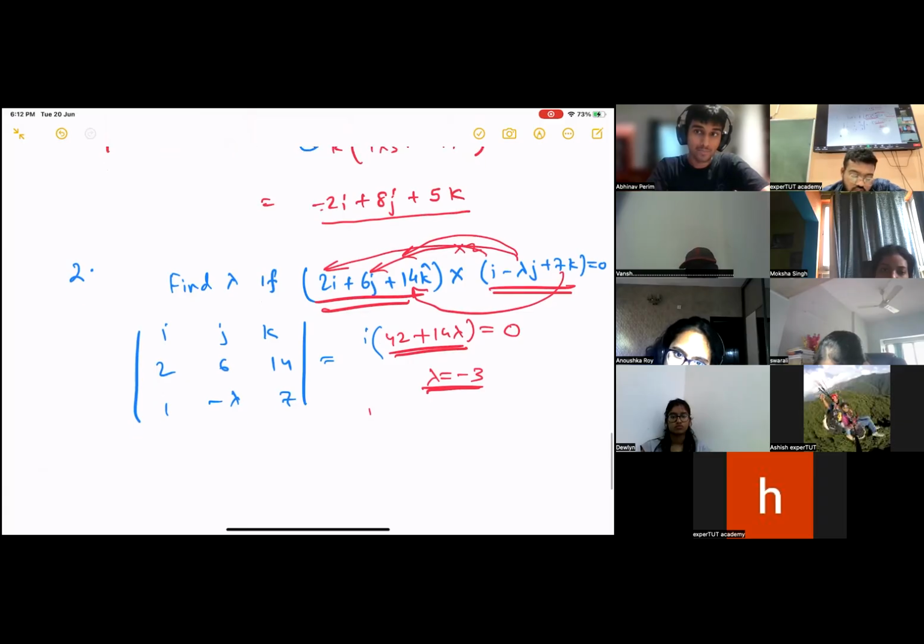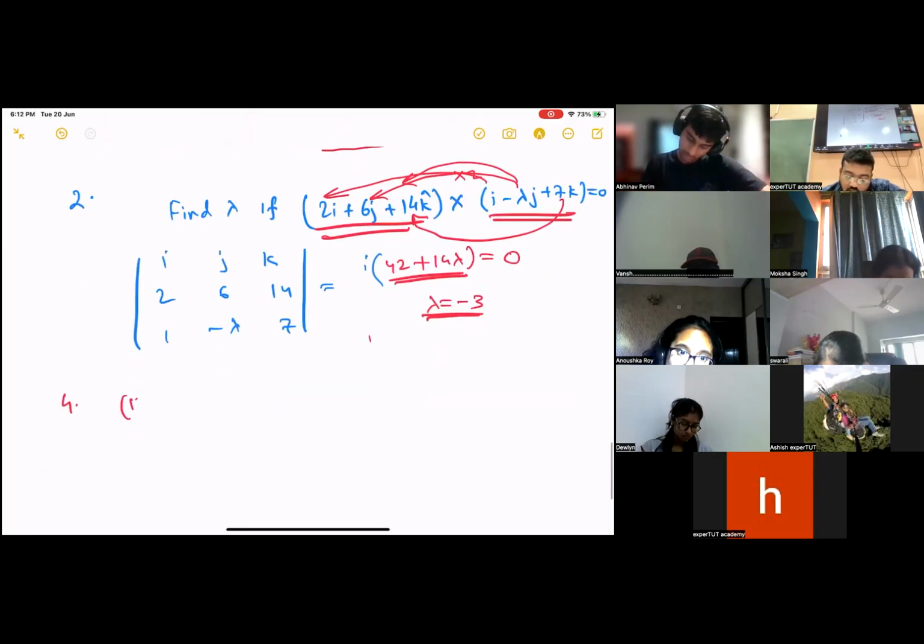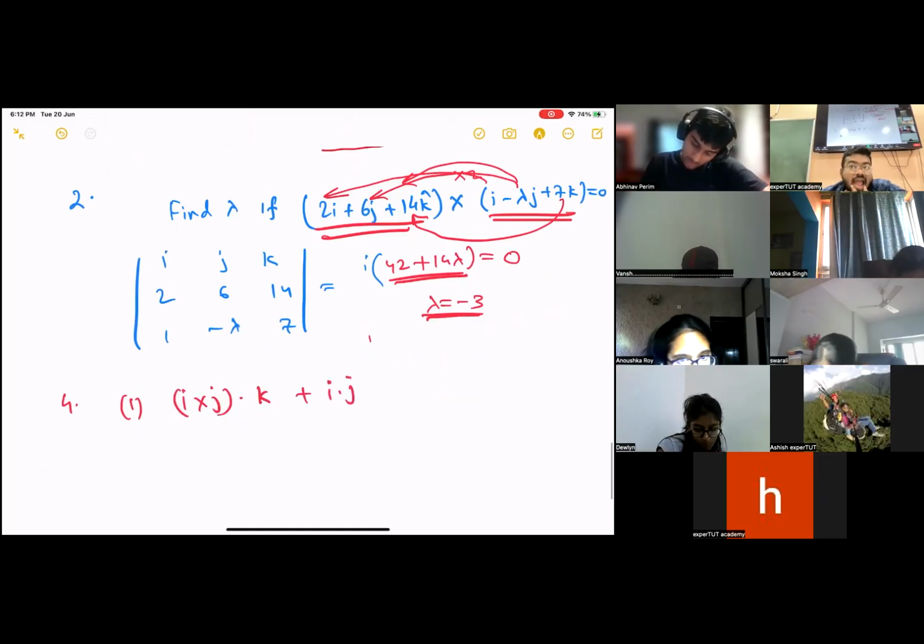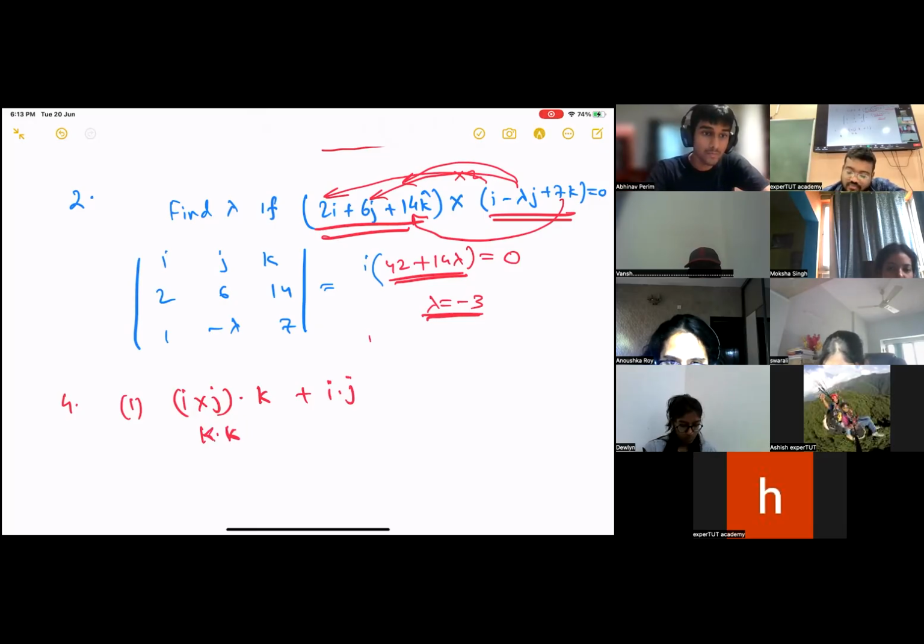Okay, now write question number 4. Find the value of first i cross j dot k plus i dot j. Tell me, how much is i cross j? How much is k dot k? Magnitude of k square. k dot k is not 0, dude. Oh, it's cross. k cross k. k dot k is how much? 1.